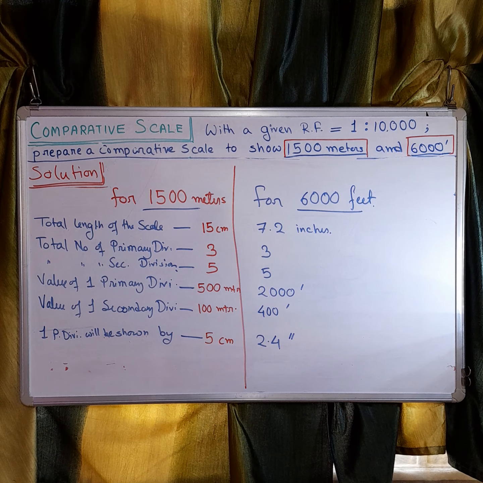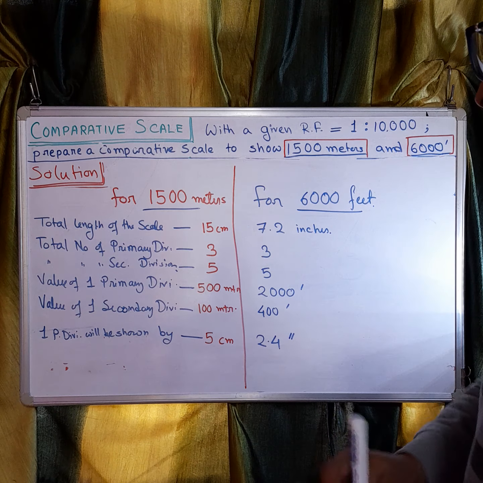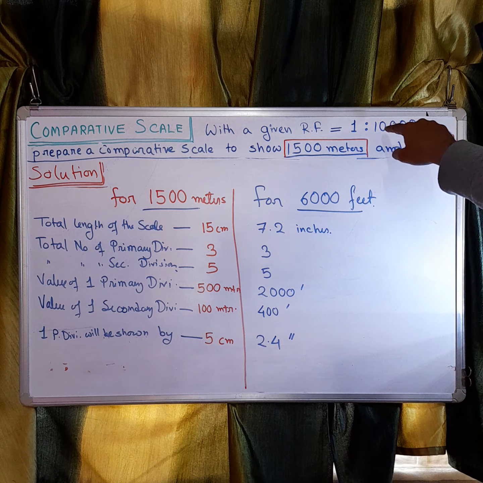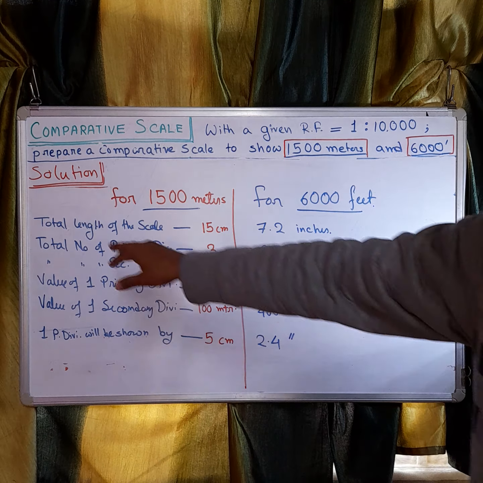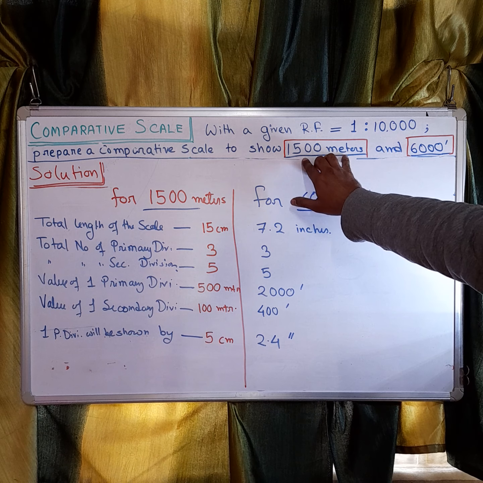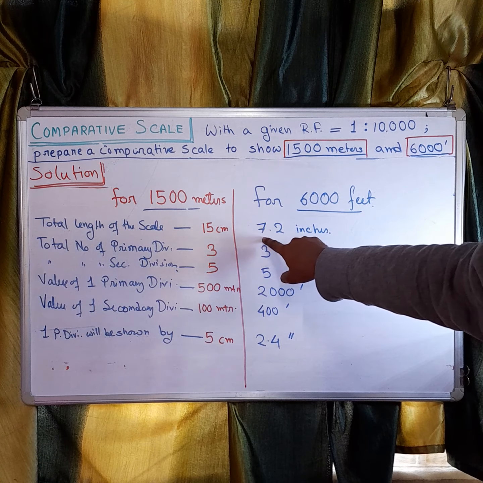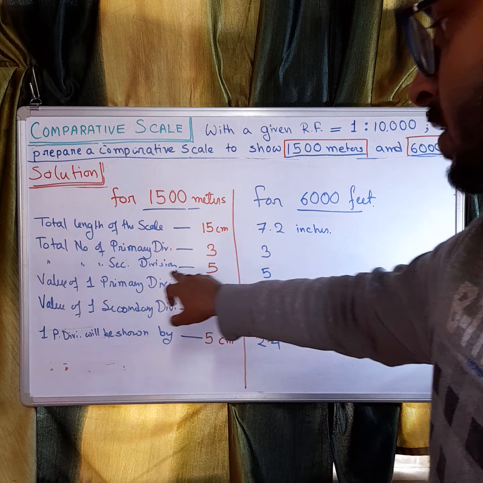After this calculation, what we have found for 1500 meter, to show the 1500 meter, what we have got? The total length of the scale. Whatever calculation we have done from the same RF, we have calculated this. What you have got from step 1, step 2 and step 3, the total length of the scale, as no primary division and no secondary division was separately mentioned, so we will consider this length to be shown in the total length. So the total length of the scale is 15 centimeter for this and 7.2 inches for this. Total number of primary divisions is 3 and 3. Total number of secondary divisions 5 and 5.